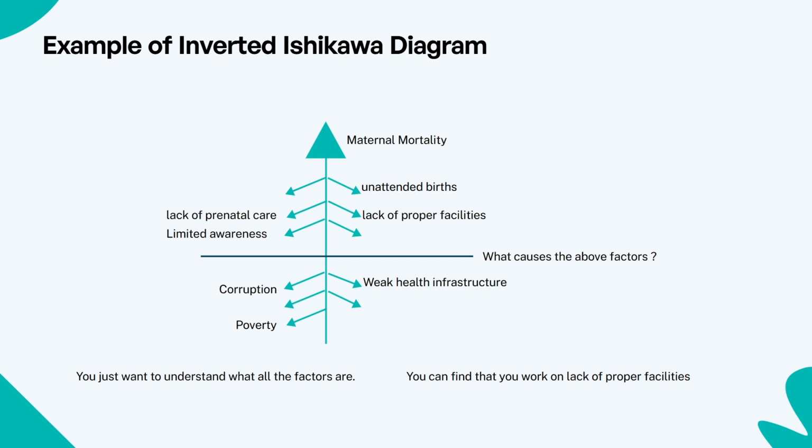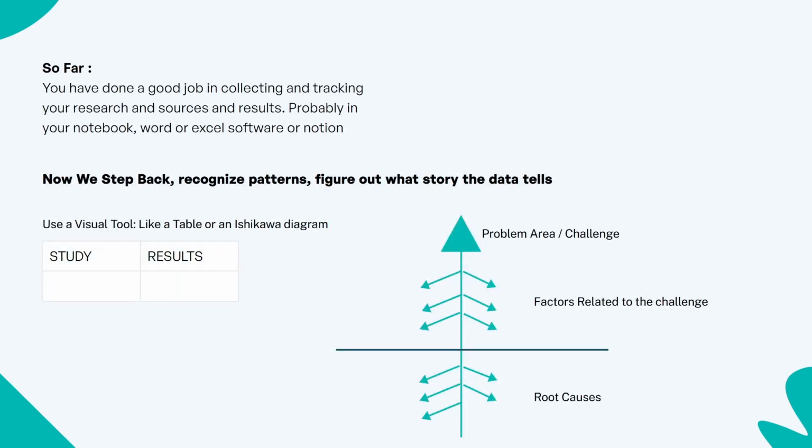One of the best ways to analyze such data is using what you call an inverted Ishikawa diagram, also called a fishbone diagram. For a fishbone diagram, I'll show you in this example over here, the head is normally the problem area that you're tackling, followed by the factors related to the challenge, followed by the root causes that are causing this challenge to occur. This is one of the best ways to analyze your data, and it is a proven method.